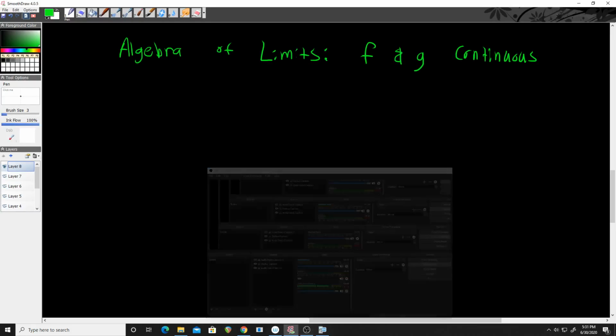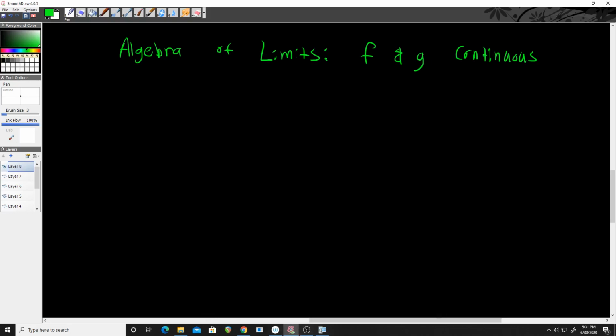Hello and welcome. So this is just going over the algebra of limits. It's really straightforward, I'm just going to jump right in. Basically, and by the way, assume f and g are continuous.